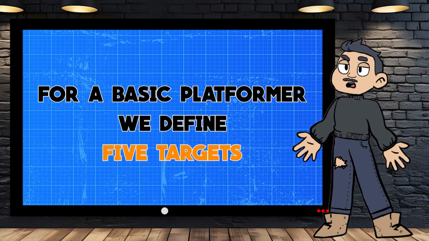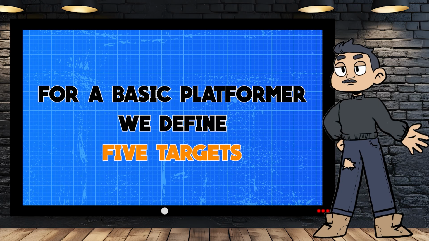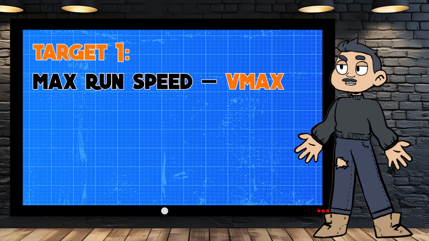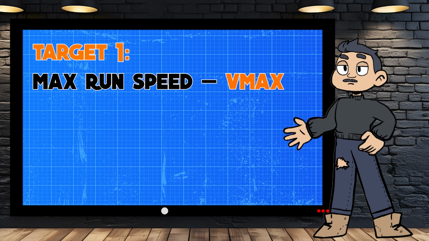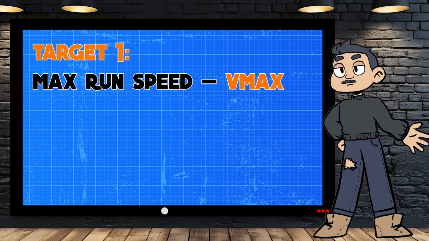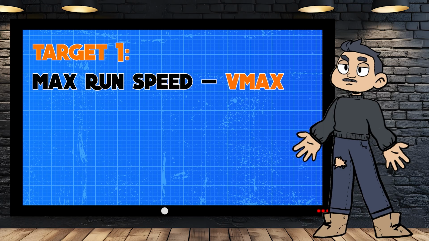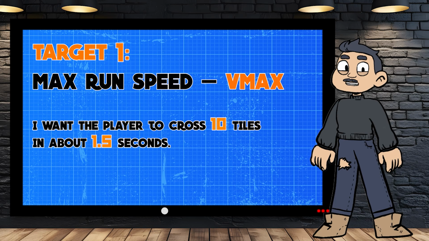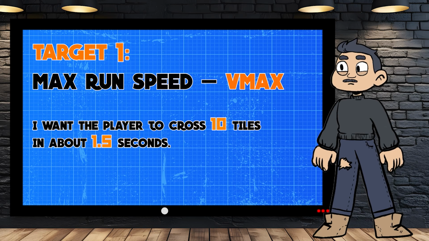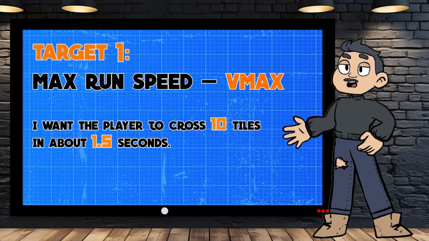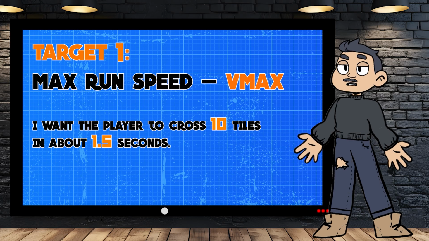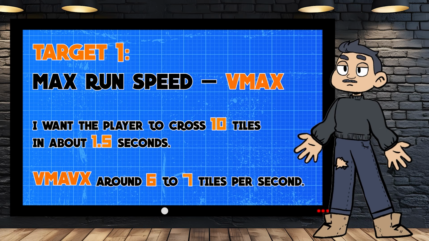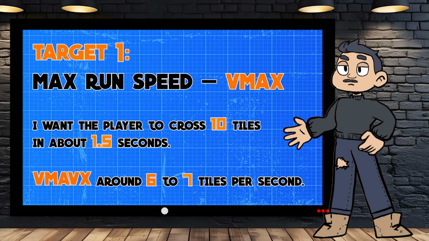For a basic platformer, we define 5 targets. Target 1, max run speed, Vmax. This is the top horizontal speed on flat ground. Beginner-friendly way to pick it: don't start with a number. Start with a sentence. For example, I want the player to cross 10 tiles in about 1.5 seconds. That's a clear design target. That implies a Vmax around 6 to 7 tiles per second. You don't need perfection. You need a target you can test.